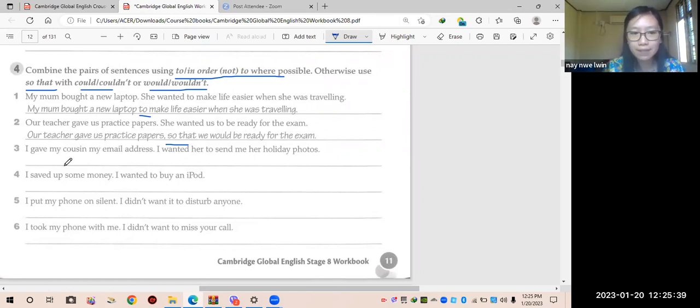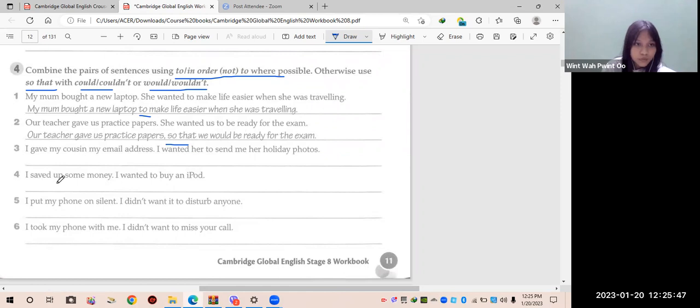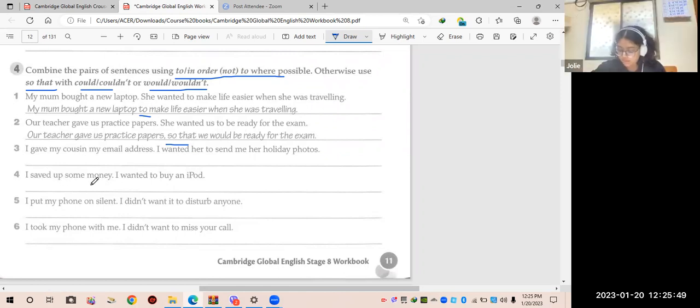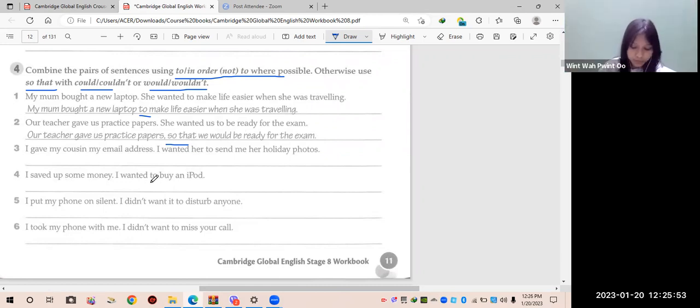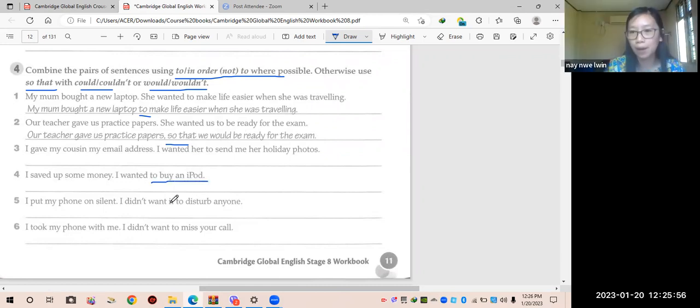And how about number 4? I save us some money. I wanted to buy an iPod. So we have the same subject, so we can simply use "in order to" or "to," right? So tell me the answer. I save up some money in order to buy an iPod. Yes, to buy or in order to buy an iPod.